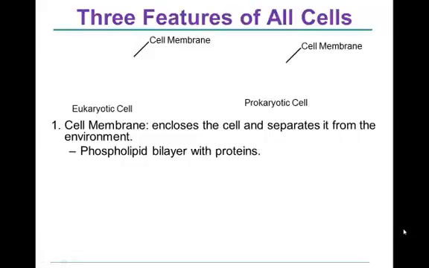Welcome back, students. This is Module 2.1.2, Cell Types. Before we talk about types of cells, we're going to talk about some features which are common to all cells.